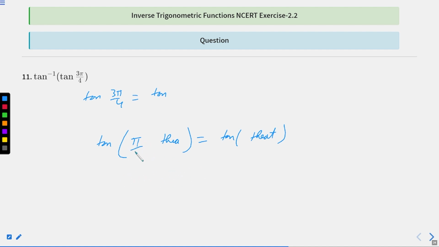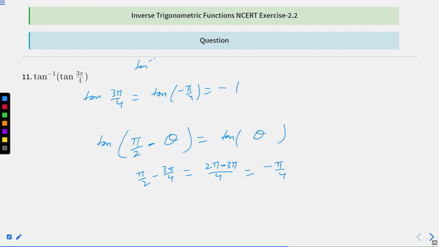So I will now be using this: tan of (pi by 2 minus theta), which is also equal to cot of theta. Here if you now compute pi by 2 minus 3 pi by 4, you get 2 pi minus 3 pi over 4, which will be minus pi by 4, and we know tan of that will be minus 1. So now tan inverse of minus 1 will be what?